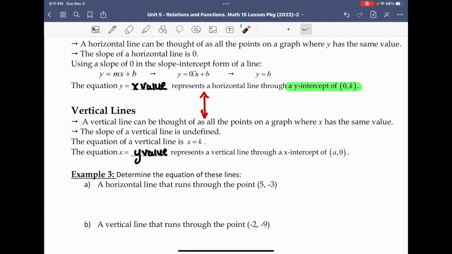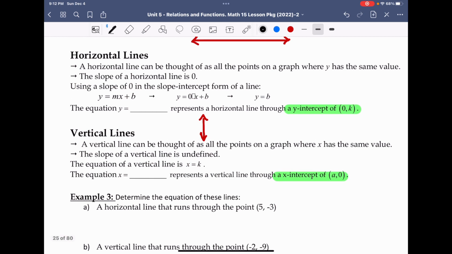Now, if we wanted to truly match up to the problem that's being asked here, we would actually sub it in according to what's asked for as the x and y-intercept. So when we have a horizontal line above here and a y-intercept of 0, k, then we could say the equation is just simply y is equal to b, or whatever the y-intercept value is. And then below, when we have a vertical line, the equation is always just x is equal to whatever the a value is that represents the x-intercept.